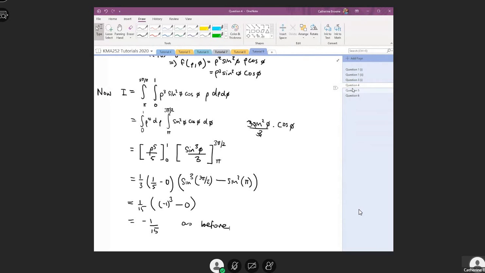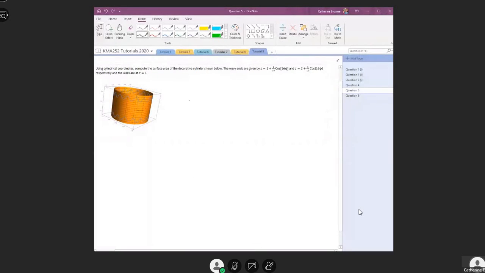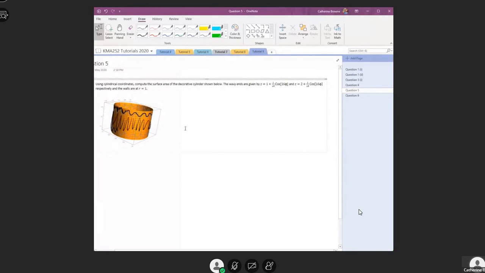Okay, so question 5. I guess you can pretend that this top part is cut out so that we just get this wavy cylinder type thing. This surface here is the surface area that I'm looking at. And that's the surface area of this cylinder with the wavy ends is the surface area that I want to find.